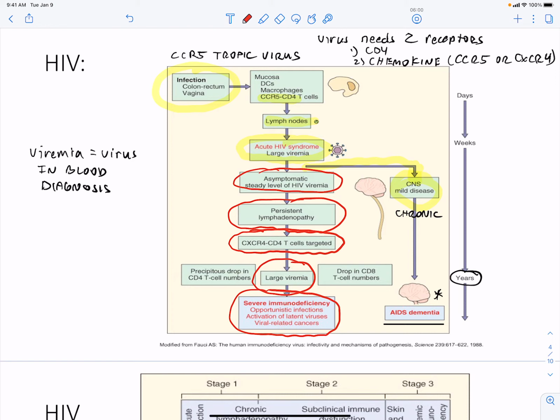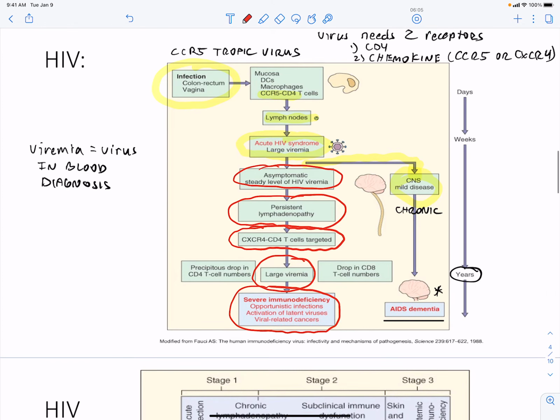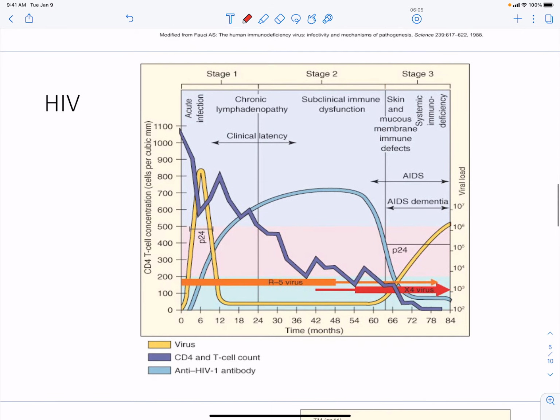So you get a drop in CD4 cells, you get a drop in CD8 cells, and then you progress to the disease. Now, when you look at this from the perspective of viruses as well as your immune system, you can see that you have your CCR5 virus, which is going to predominate very early through a few years. This is going to shift when you progress to AIDS to a CXCR4 virus. So it goes from CCR5 to CXCR4.